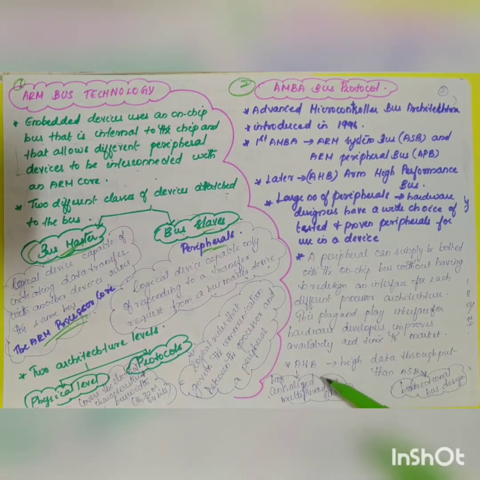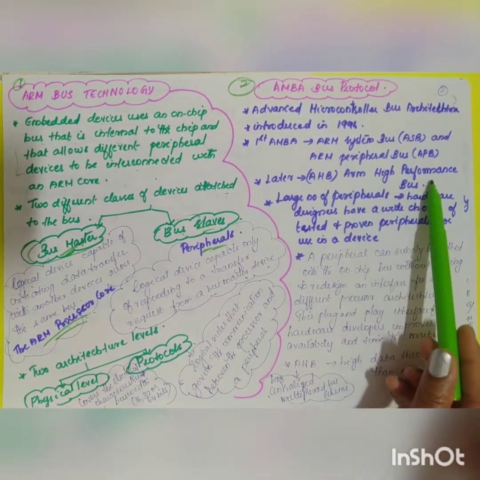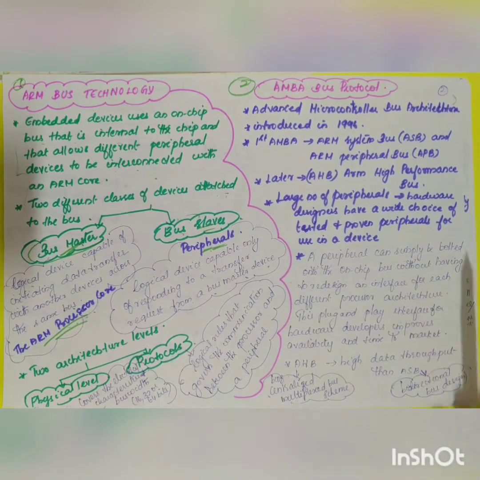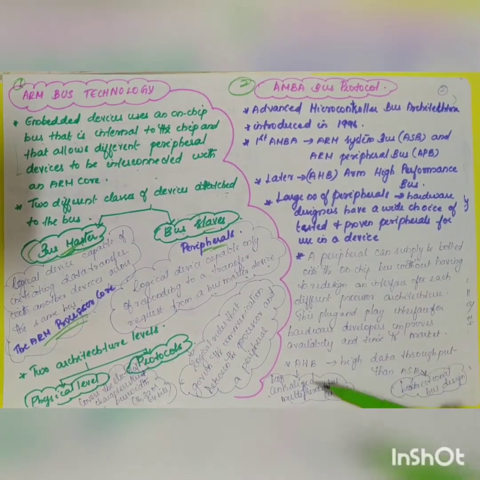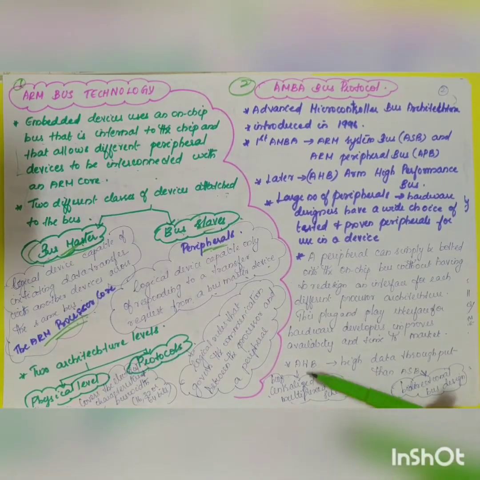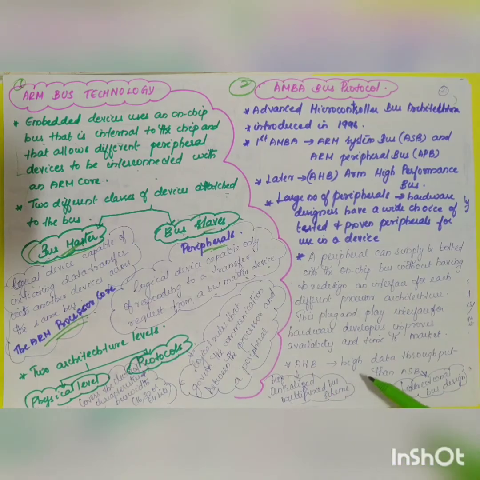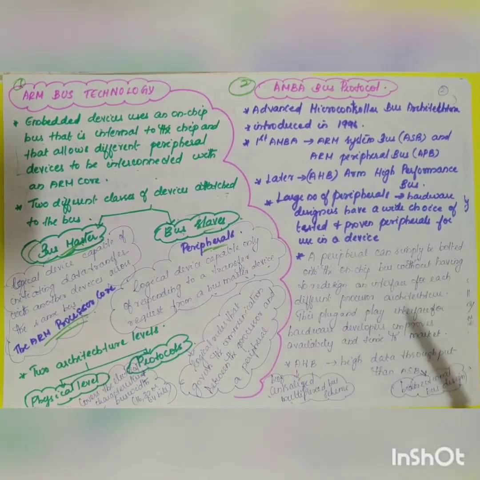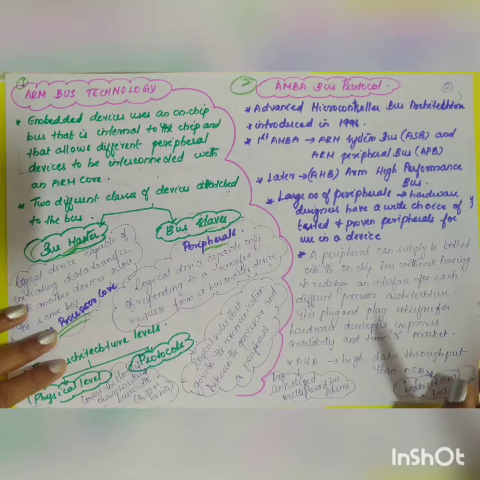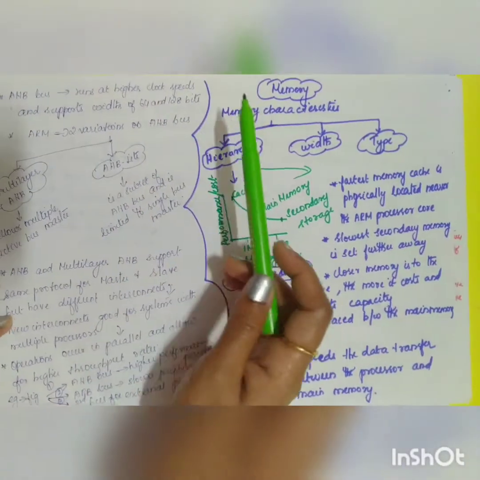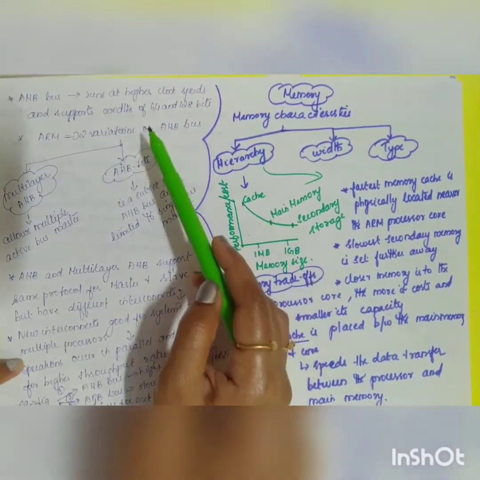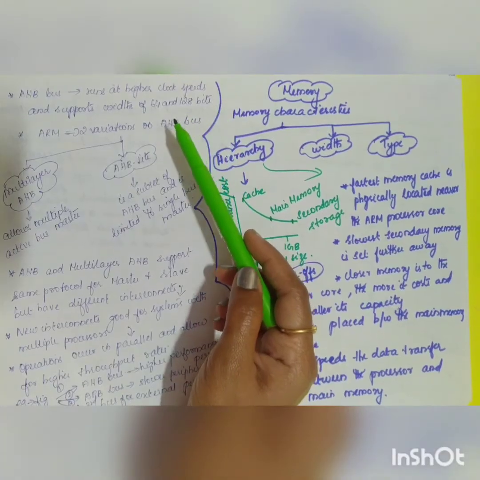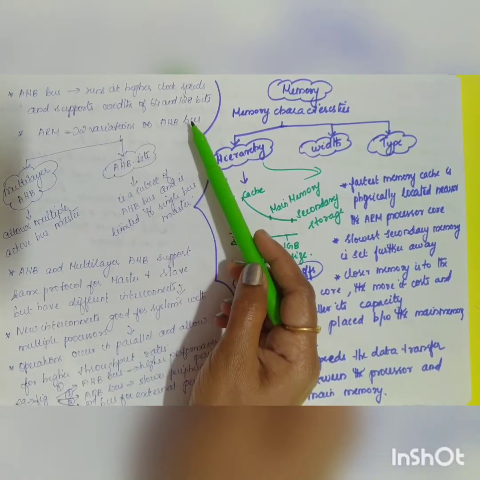Okay. So this AHB, that is your ARM high performance bus, has higher data throughput than your ASB, that is your ARM system bus. So why? What is the reason? Because AHB uses the centralized multiplexed bus scheme, whereas your ASB uses a bidirectional bus design. The next point is the AHB bus runs at higher clock speeds and supports widths of about 64 and 128 bits.